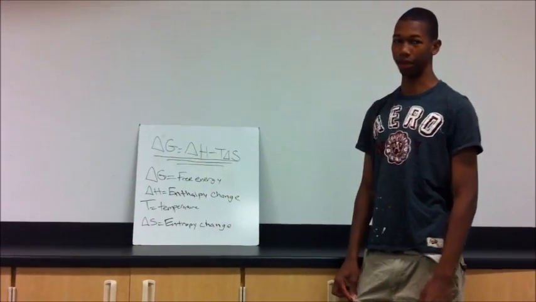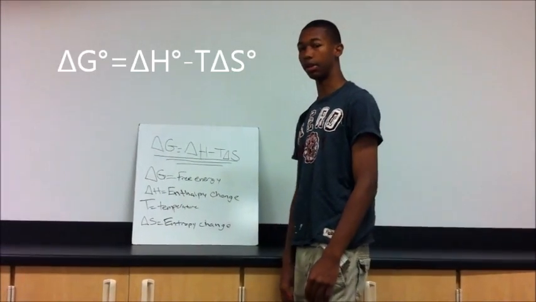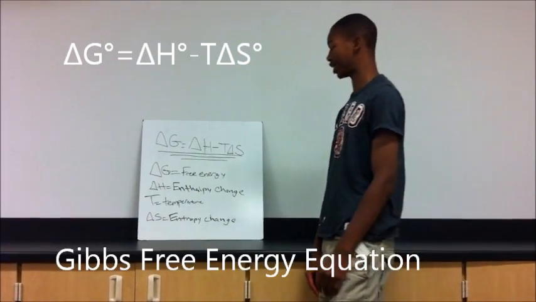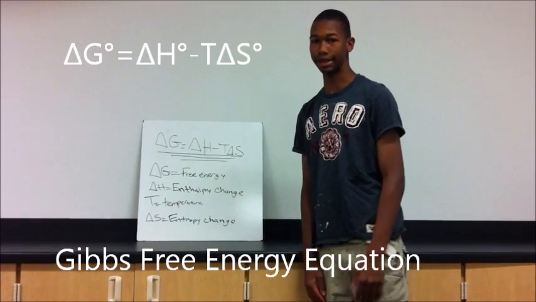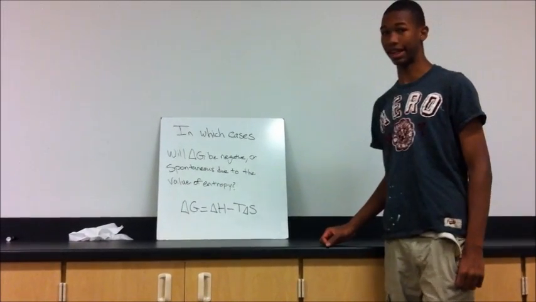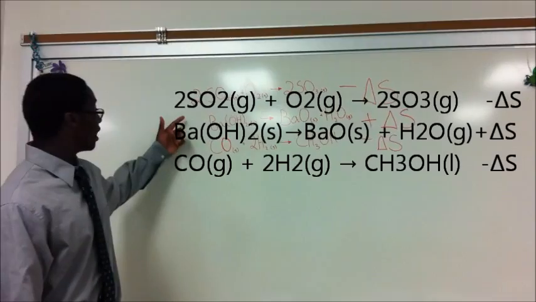Alright, today we're going to be talking about thermodynamics, and often in thermodynamics you see the equation delta G equals delta H minus T times delta S, which is commonly known as the Gibbs free energy equation. In which cases will delta G be negative or spontaneous due to the value of entropy? So here we have an entropy problem.